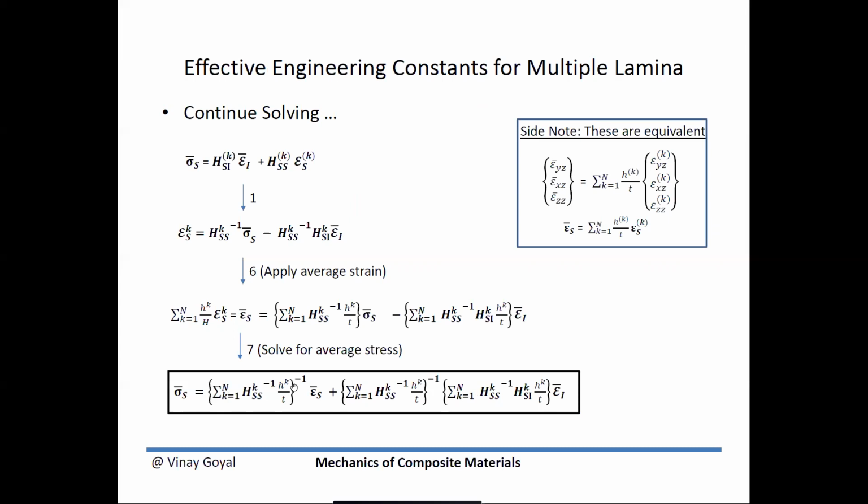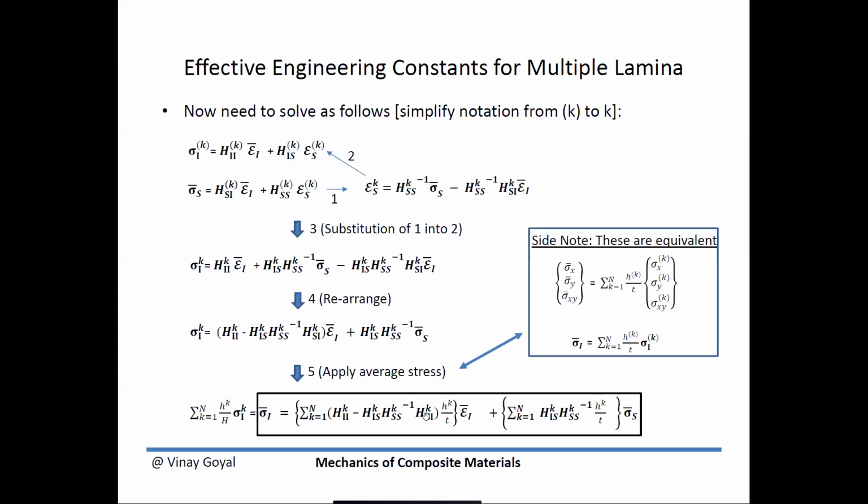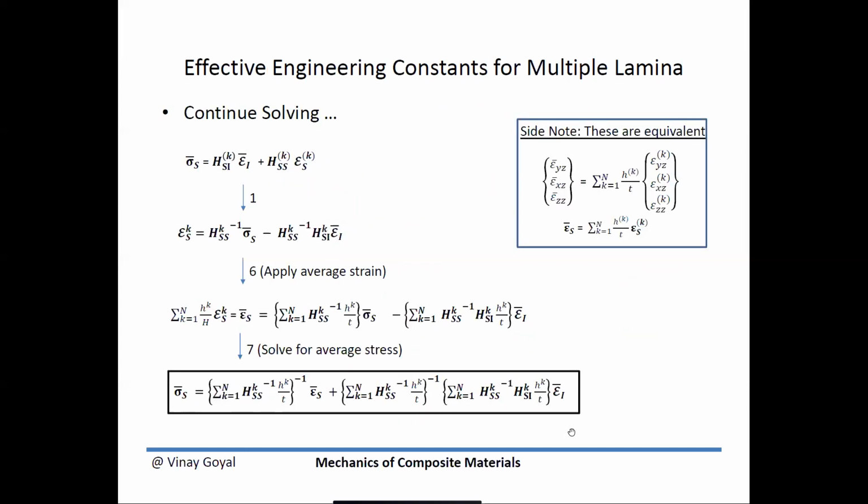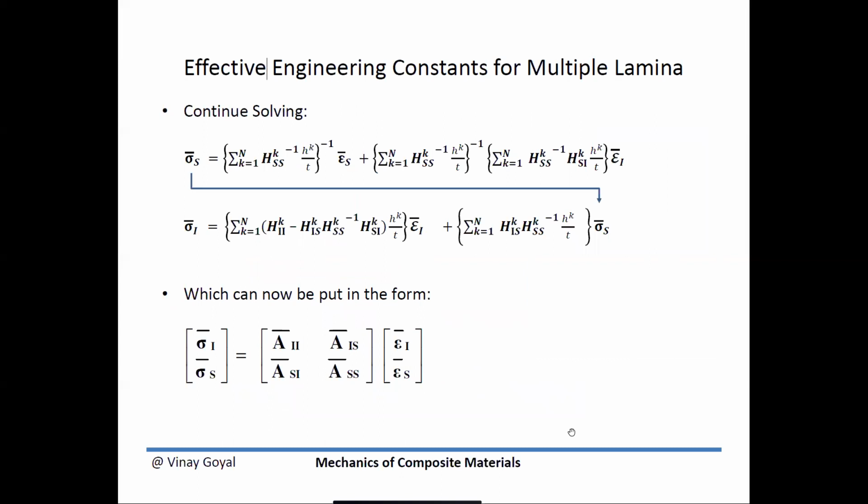Okay. But notice how sigma s bar is in terms of epsilon s bar and epsilon I bar. So I was able to remove this case here, epsilon sk, which was my goal. Okay. So now I have this one at the bottom, and I have this one at the bottom. So two equations so far. So I can continue solving.